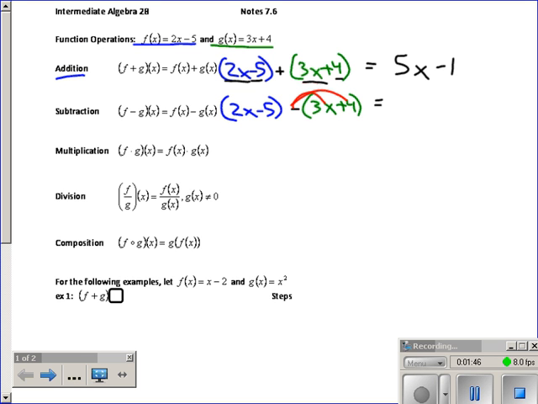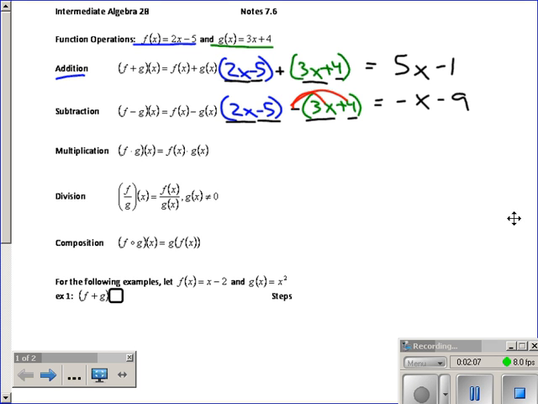So, if we do 2x, take away 3x, well, that's a negative 1x. And then if we do negative 5, take away 4, remember, because we were distributing that negative. So negative 5 take away 4 is negative 9. And that's it, and that's our answer.